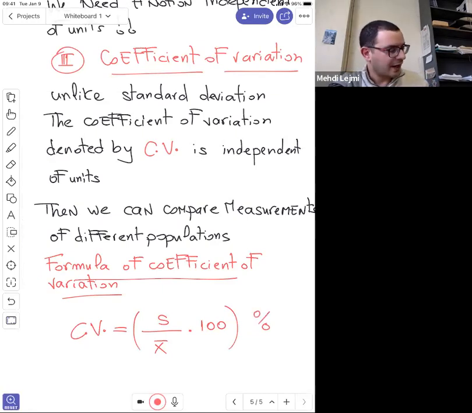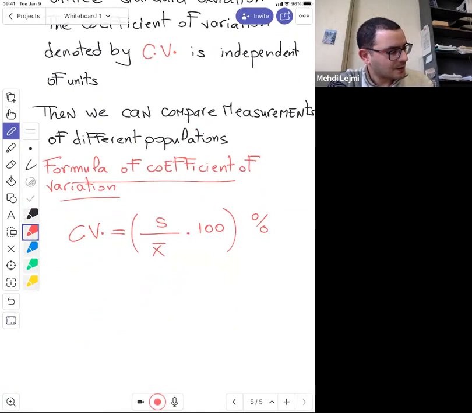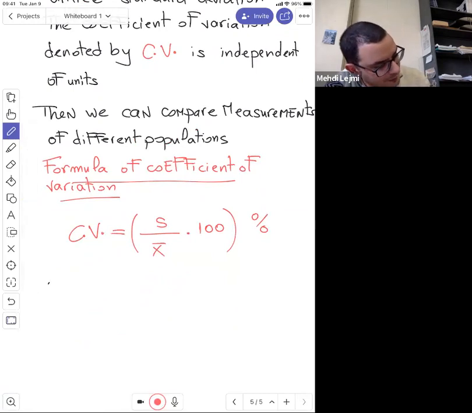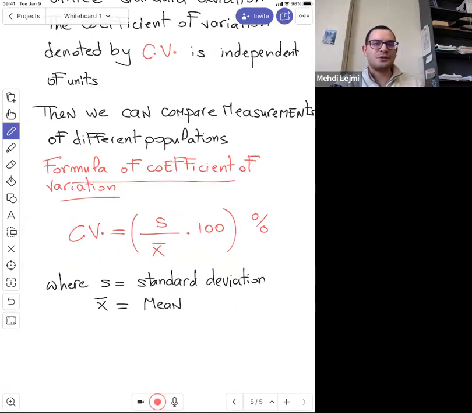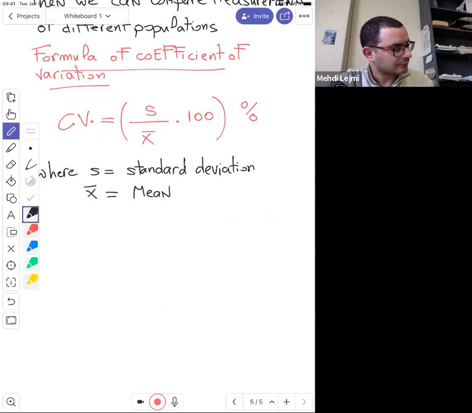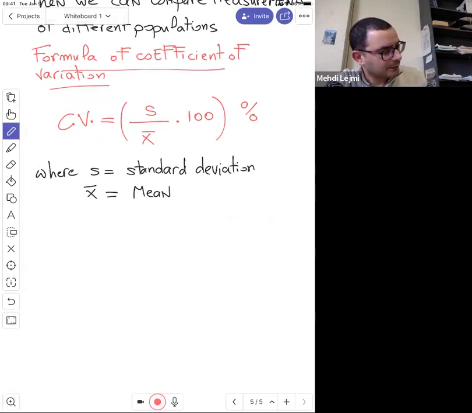So the S here, guys, is the standard deviation. If you want to compute your coefficient of variation, you need to compute your standard deviation. The X bar is just the mean, okay? And then all you have to do is multiply by 100, all right? Let's have an example.